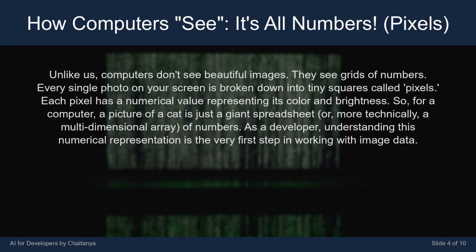Unlike us, computers don't see beautiful images. They see grids of numbers. Every single photo on your screen is broken down into tiny squares called pixels. Each pixel has a numerical value representing its color and brightness. So, for a computer, a picture of a cat is just a giant spreadsheet, or, more technically, a multi-dimensional array of numbers. As a developer, understanding this numerical representation is the very first step in working with image data.